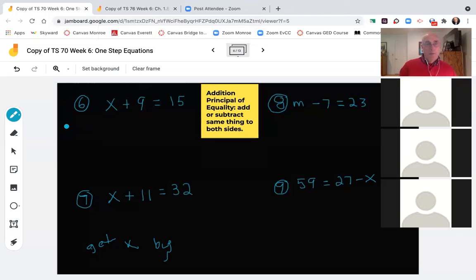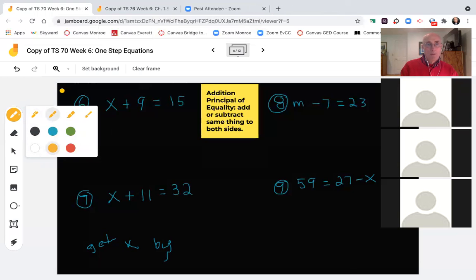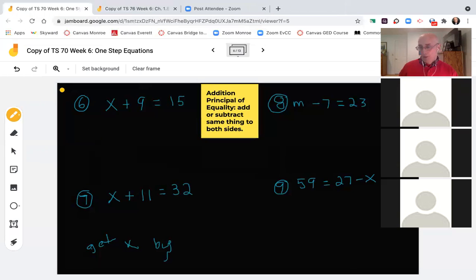So I'm looking at the equation here: x plus 9 equals 15. All right, so I want to get x by itself. If you think about how I would get x by itself, if I subtract 9 from this side here, then x is now by itself. So what I would do is I'd subtract 9 from this side.